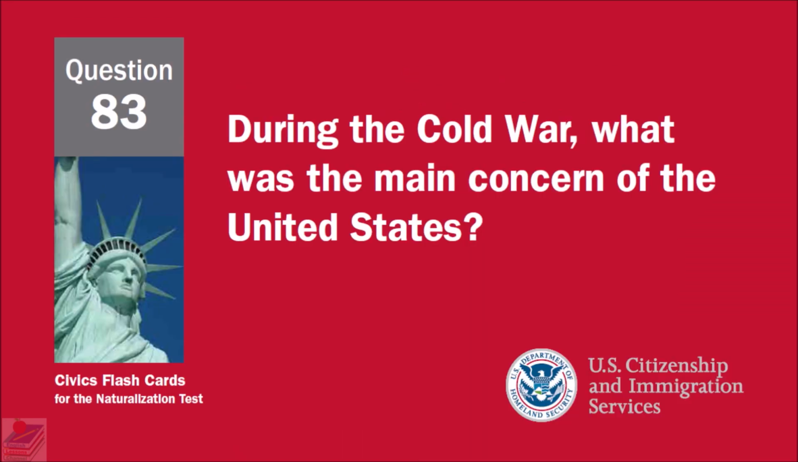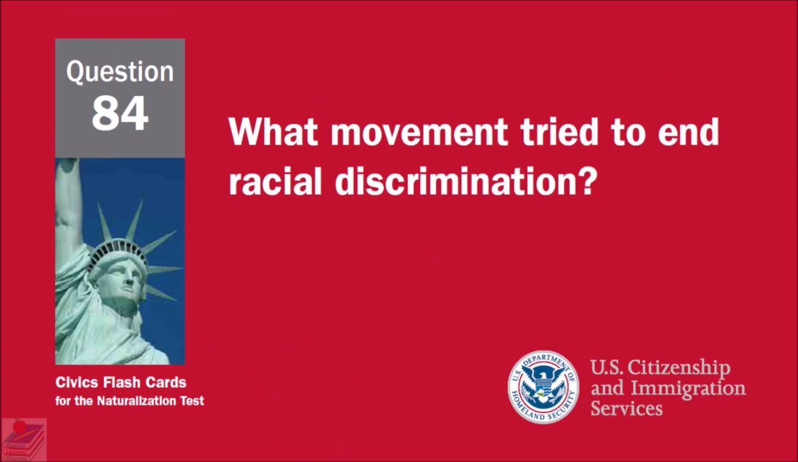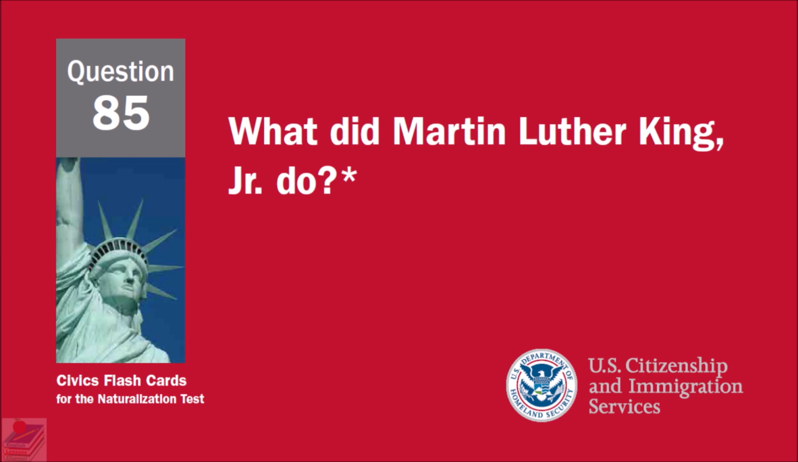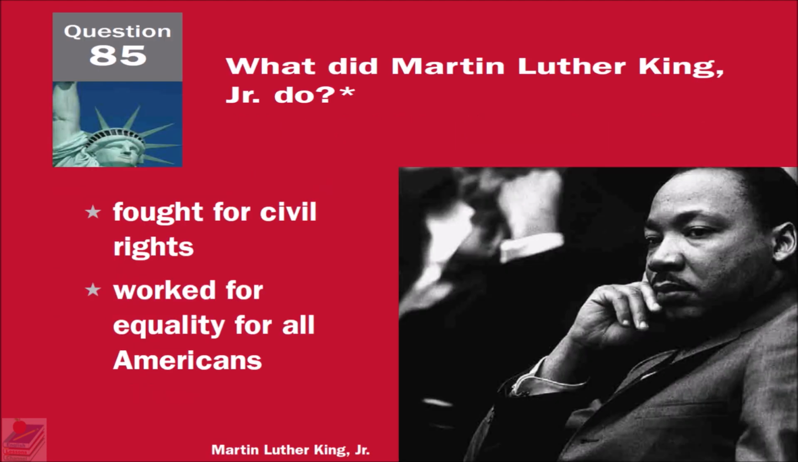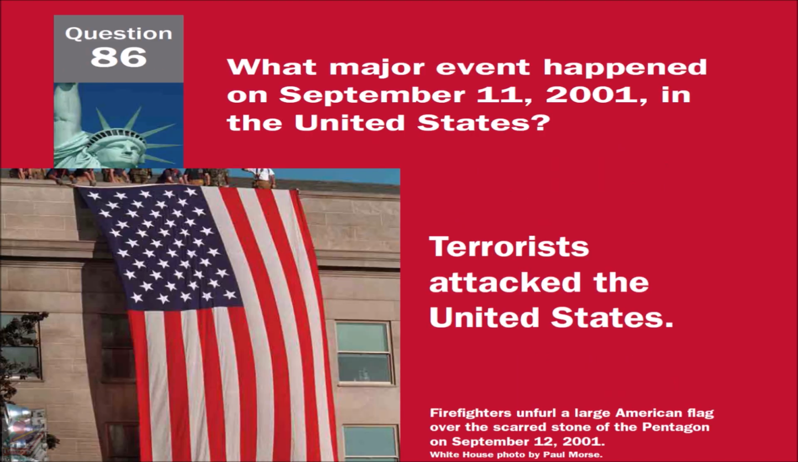During the Cold War, what was the main concern of the United States? Communism. What movement tried to end racial discrimination? Civil Rights Movement. What did Martin Luther King Jr. do? Fought for civil rights. What major event happened on September 11, 2001, in the United States? Terrorists attacked the United States.